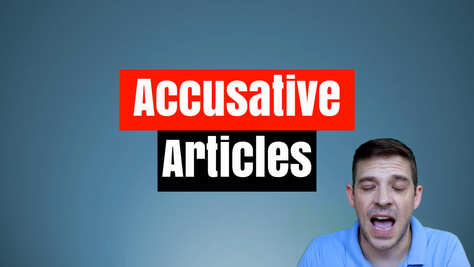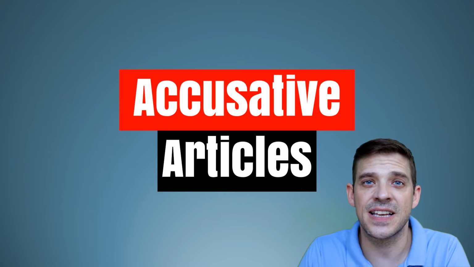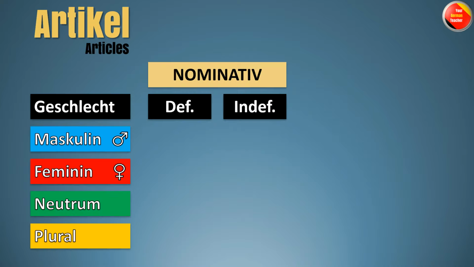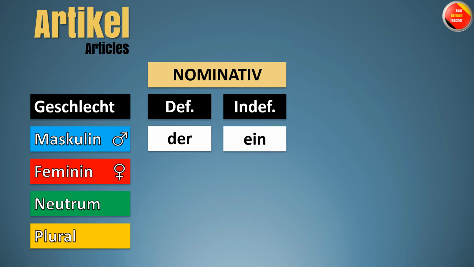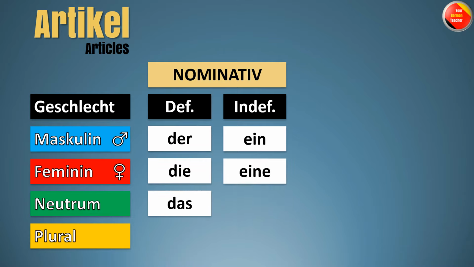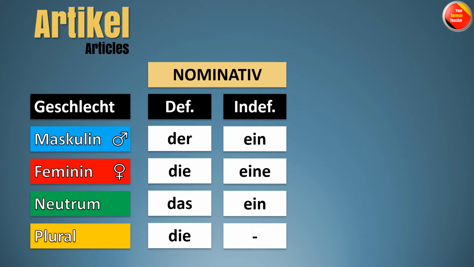Accusative articles. How to build the articles in accusative. Alright, as you can see here we have Geschlecht. Geschlecht is gender. Then we have maskulin. Maskulin is male. Feminin, female. Neutrum, neutral. Und plural is plural. Then we have definite and indefinite articles. Nominative is the same. We did that already. Maskulin der, indefinite ein. Feminin die, indefinite eine. Neutrum das, indefinite ein. Plural die, indefinite no article.